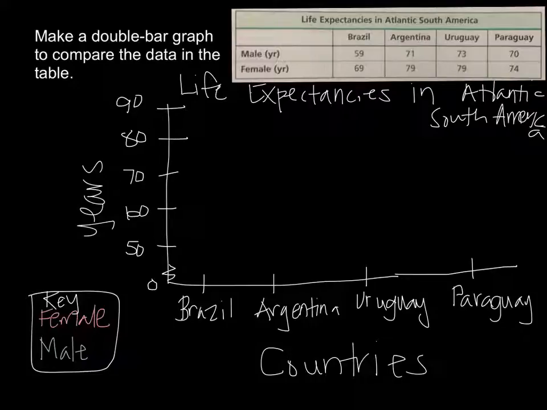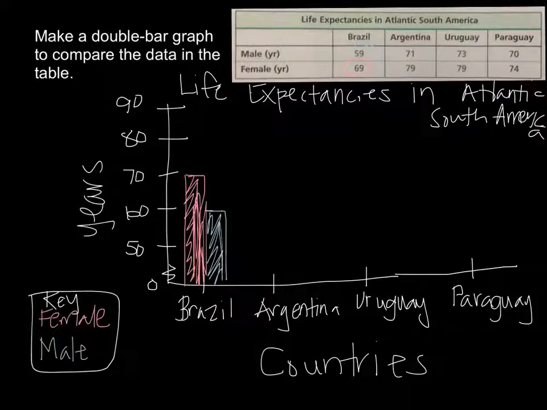Okay, so let's start off with the female population of Brazil are expected to live until 69 years old. This is pretty interesting stuff. So then I'd color that in pink. Okay, and then the male is 59. So then, touching the pink one, I'm going to do the males right next to it. That helps us organize things because we know that these 2 are touching, so they both belong to Brazil.